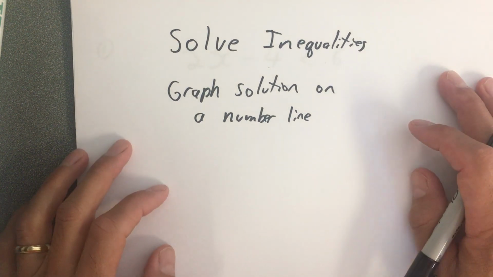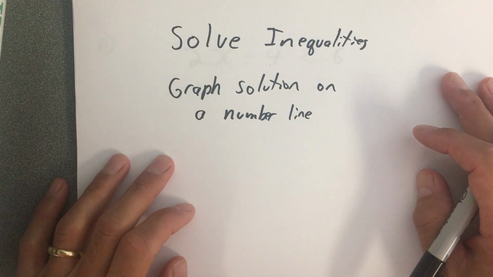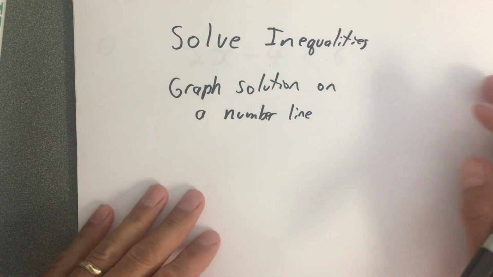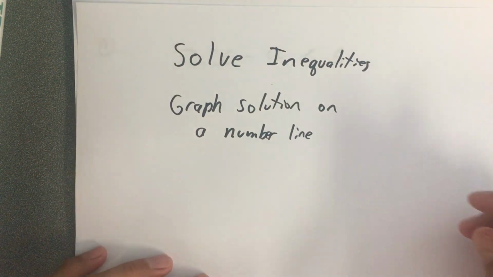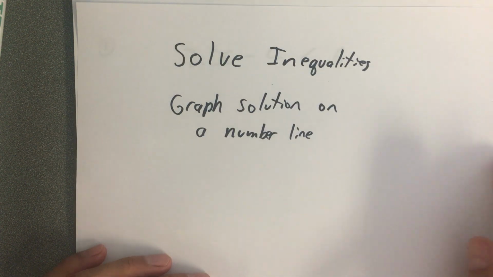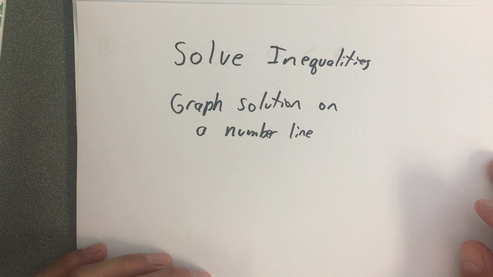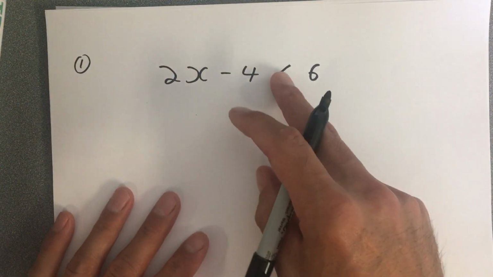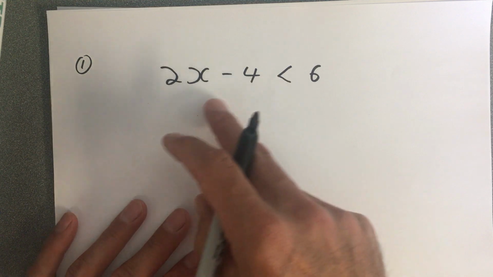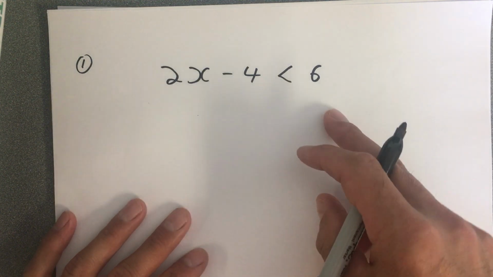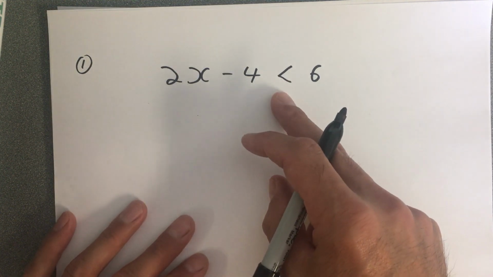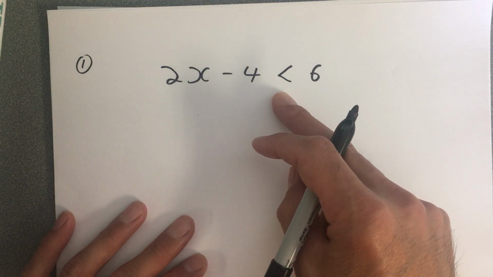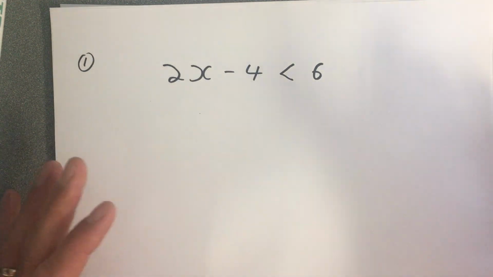Okay, I'm going to show you here how to solve inequalities and graph the solution on a number line. Now what you need to understand is the solution to an inequality is just a simpler inequality, just like the solution to an equation is a simpler equation. Okay, so if that was an equal sign, you would solve this by saying what x is equal to. That's an inequality, so we're going to solve this by showing what x is not equal to and in which direction.